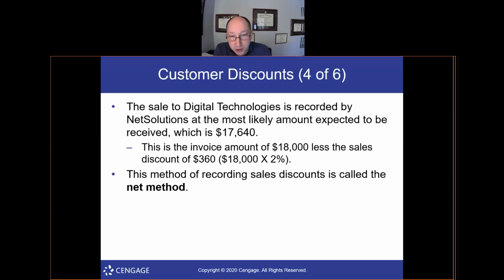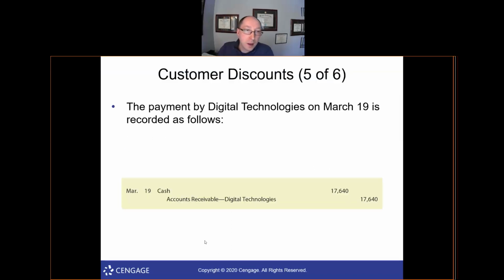This method of using sales discounts is called the net method. Another fun term. Net method. Customer pays us within that 10 days on March 19th. So we debit cash, because we're getting cash in, $17,640. And we credit accounts receivable $17,640, to reduce the accounts receivable.